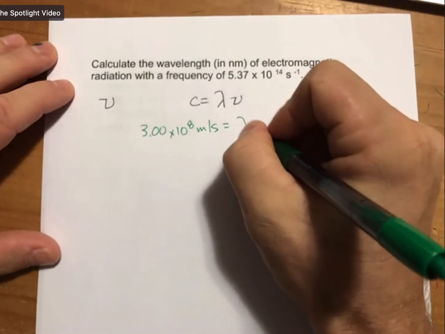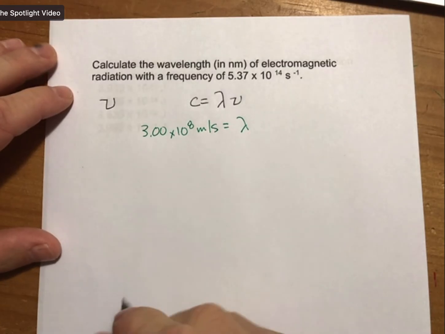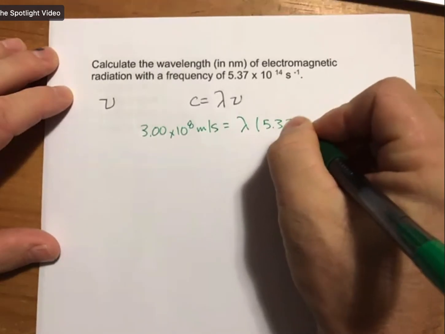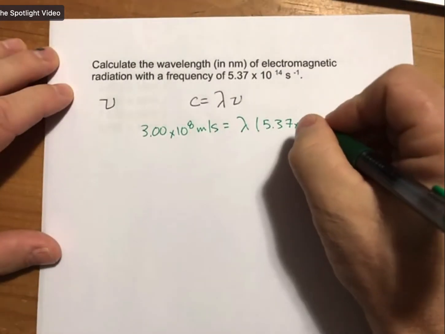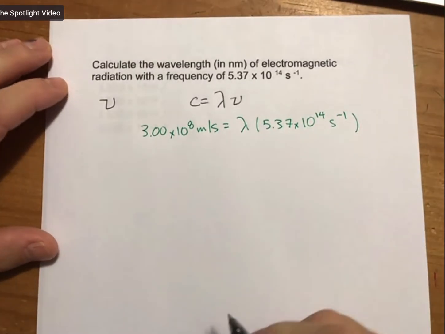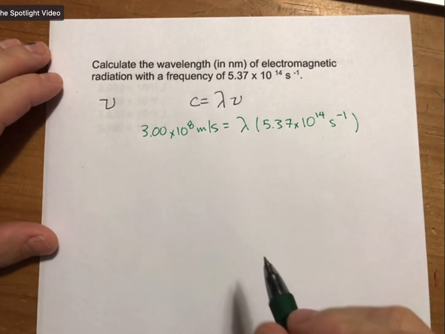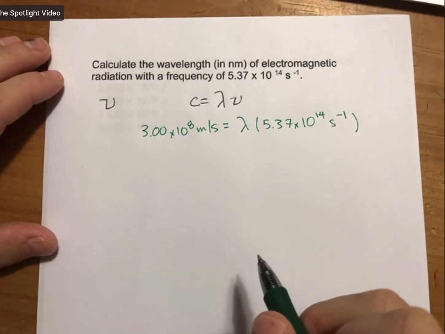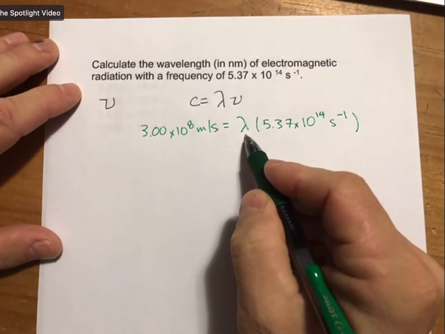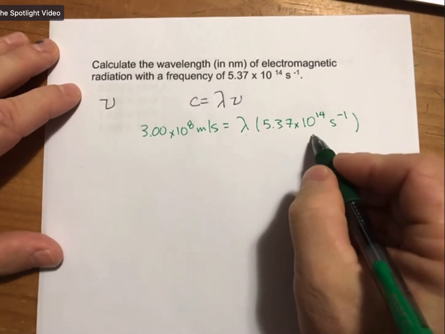That's going to be equal to our wavelength, which is what we're solving for in this problem, times our frequency, which is 5.37 times 10 to the 14th, in units of seconds to the minus 1, which another word for seconds to the minus 1 from the lecture outlines is hertz. If you have any questions about that, let me know. Now all we have to do is solve for wavelength here by dividing both sides by the frequency.